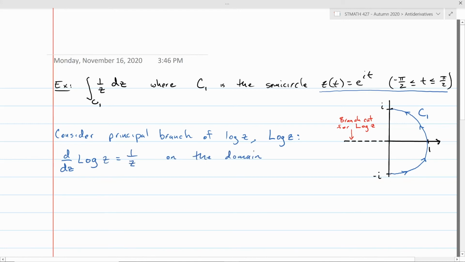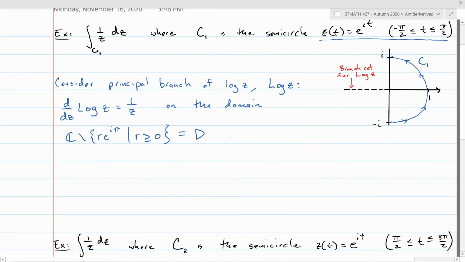At the right, I've drawn a picture of what the domain of the principal log looks like. Just remember, you take the branch cut along the angle negative pi, so it'd be C minus the set of points of the form re^(i pi), where r is greater than or equal to 0. So we're just taking that ray at the angle of pi, and let's call this D here. On that domain, we know how the principal log is defined.